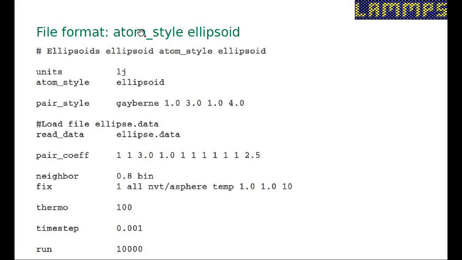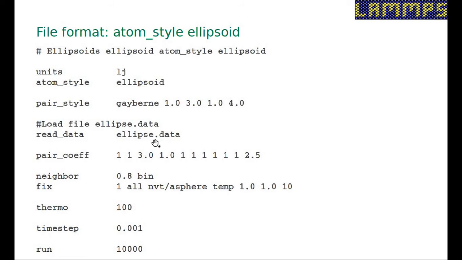File format, atom-style ellipsoid. In here, we described 10 ellipsoidal particles using the atom-style ellipsoid. We use the Lennard-Jones units and the atom-style ellipsoid. We first need to indicate the potential, that in this case is the Gay-Berne potential. After that, we load the file ellipsoid data using read data.